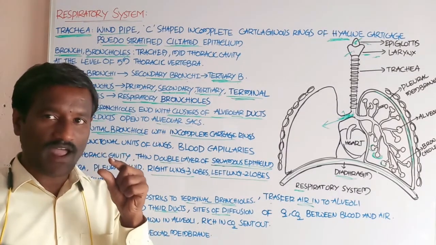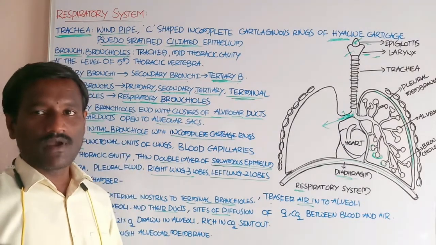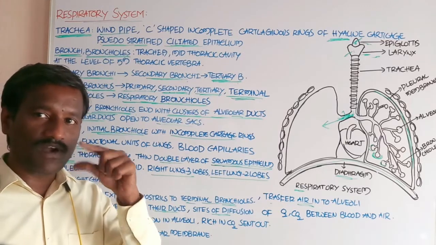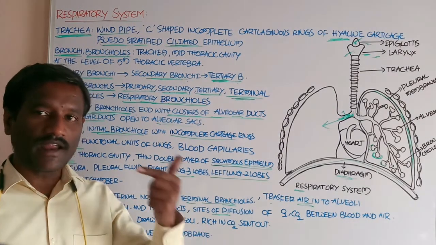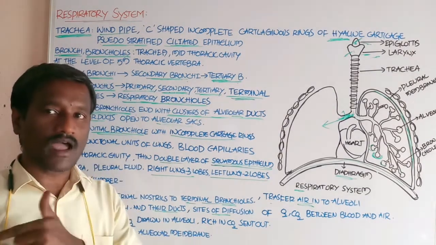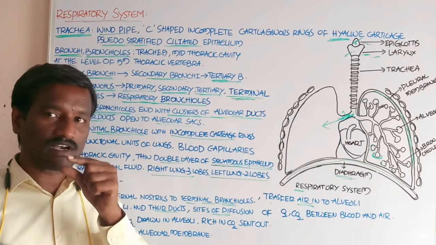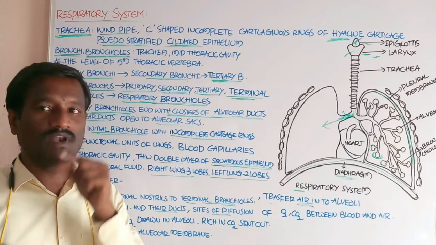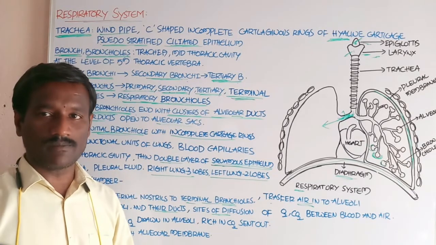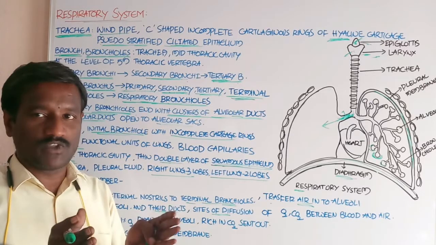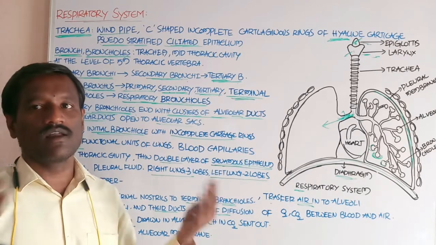The carbon dioxide is present in the blood capillaries of the alveoli, and the alveoli are totally filled with oxygenated air. The oxygen enters into the blood capillaries in the alveoli wall, and the carbon dioxide present in the blood capillaries of the alveoli enters into the lumen of the alveoli. Okay, students, this exchange is possible across the alveolar membrane.